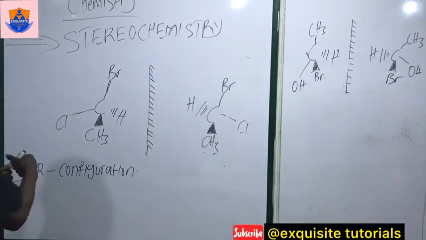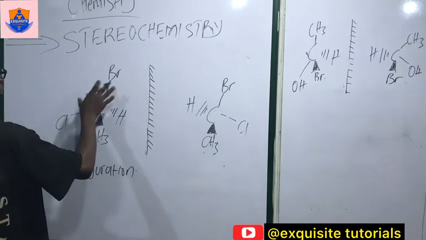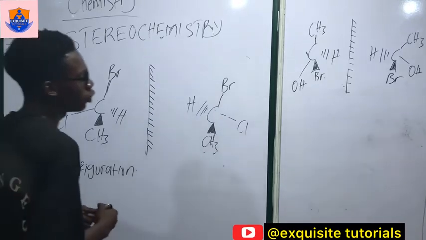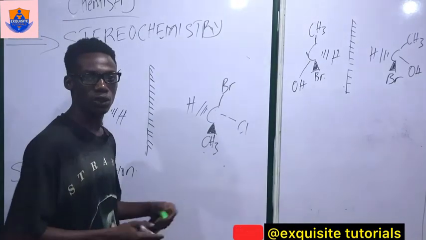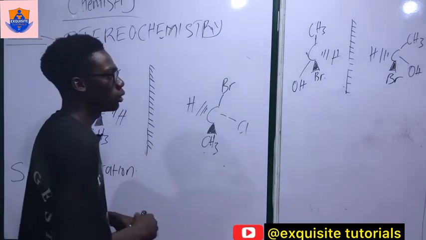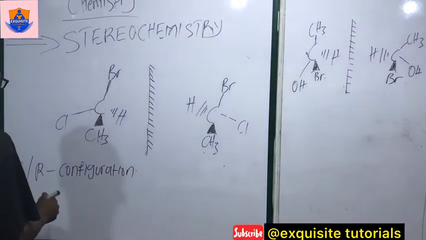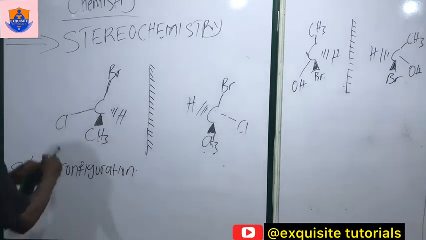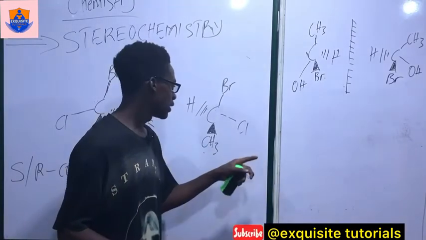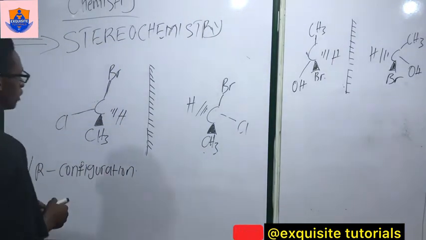Now, this is 1-bromo-1-chloroethane. For those that don't know how to name organic compounds yet, I'm going to do a video for you that will show you how to name compounds without any stress. Okay, so now let's continue. So now, how to get the S or R configuration. First of all, enantiomers. Let's take a look at this image for discussing enantiomers.